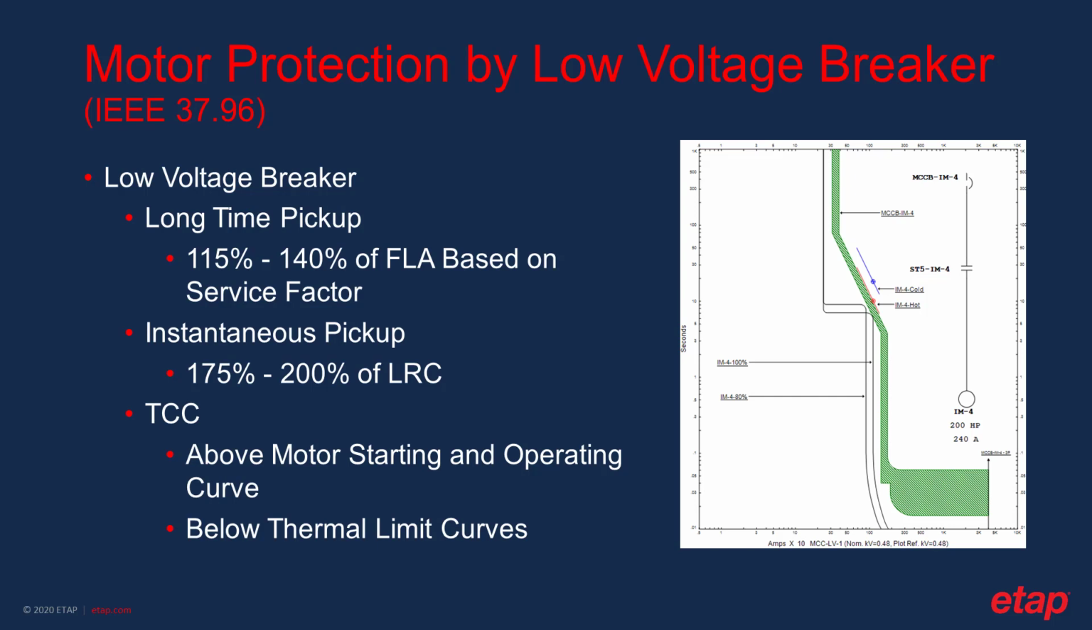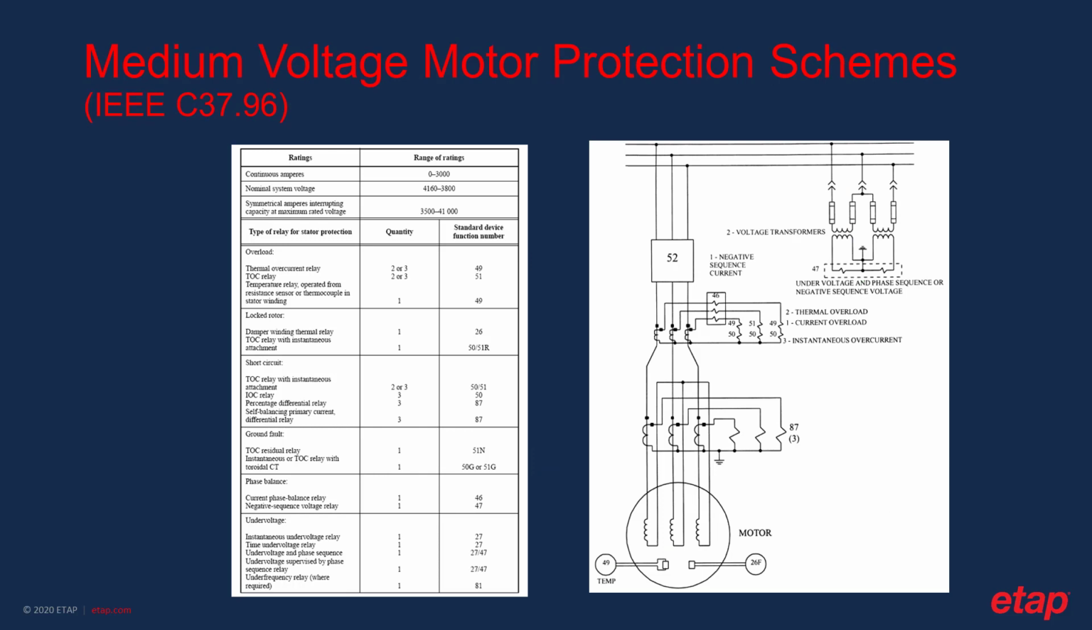Use your breaker for full protection of the motor, not only the fault but also the overload protection. Then the typical application guidelines for adjustment of the setting is 115 to 140% of FLA of the motor based on service factor. And instantaneous pickup is typically 175 to 200% of the LRC. The time current curve of the motor, as can be seen here, should be above the motor starting operating curve and below the thermal limit curves, as it was explained before.